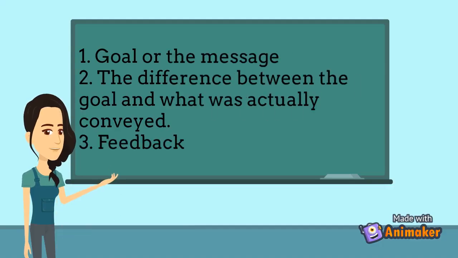So basically, the cybernetic tradition has 3 main components. First, the goal or the message to be conveyed. Second is the difference between the goal and what was actually conveyed. And the last one is feedback.